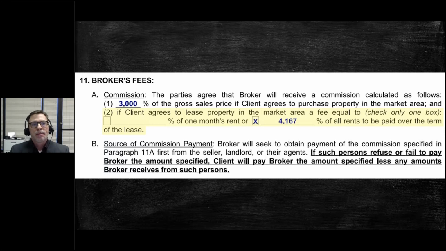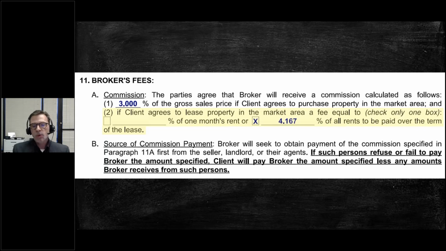A lot of people will check the first box and type in there 50% of 1 month's rent. That's typically what one side of a rental transaction gets. And that works just fine if you're dealing with a 1-year lease, half a month's rent. If you are dealing with a lease that is shorter or longer than 12 months, then half of 1 month's rent may not fully compensate you, or it may overcompensate you in the event that the lease is shorter than 12 months.